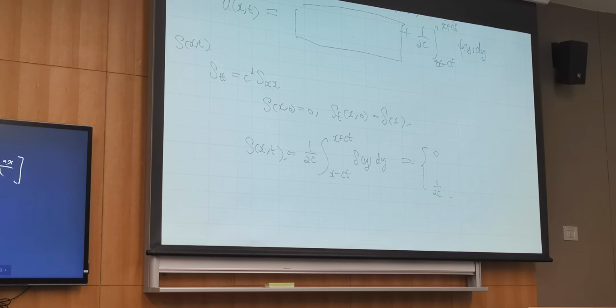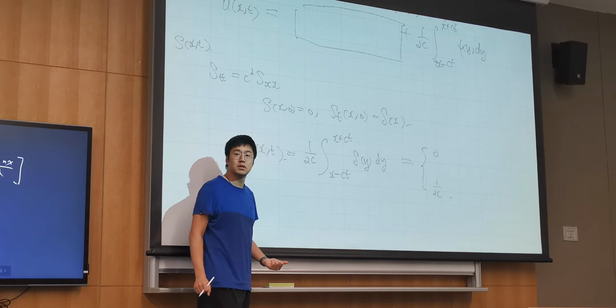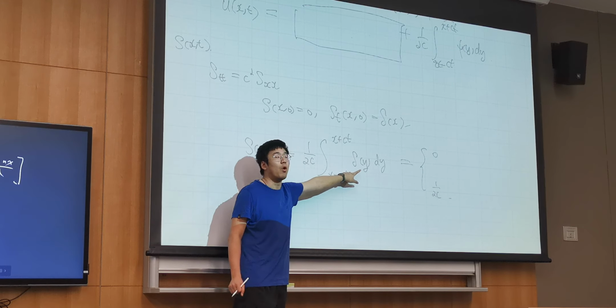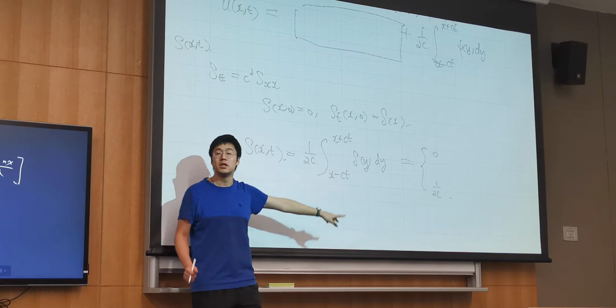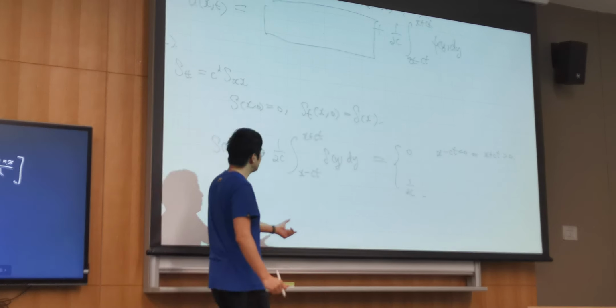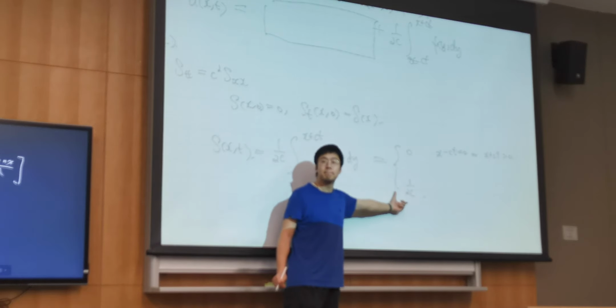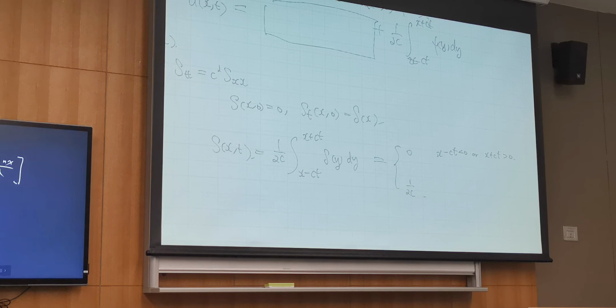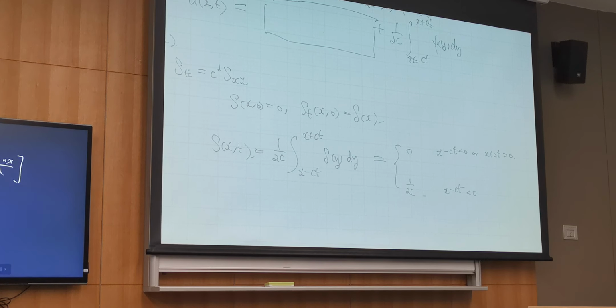When is my S(x,t) 0? That only happens when x minus ct is larger than 0 or x plus ct is smaller than 0. Alternatively, S(x,t) is 1 over 2c when x minus ct is smaller than or equal to 0 and x plus ct is larger than 0, and these two things need to be true at the same time.